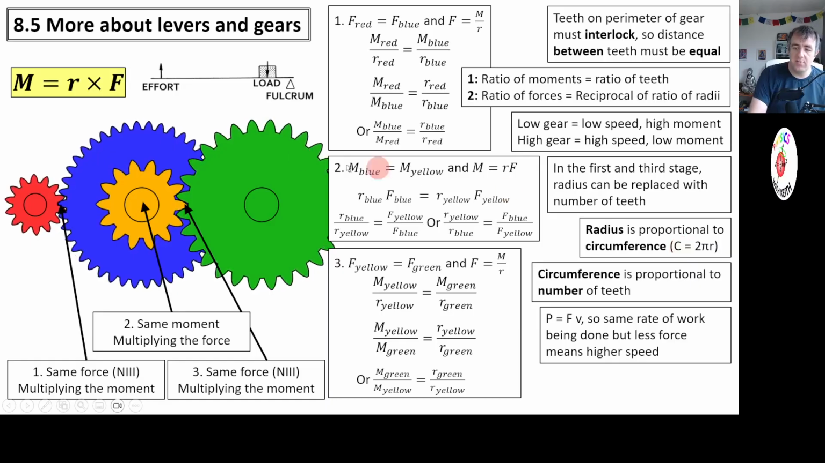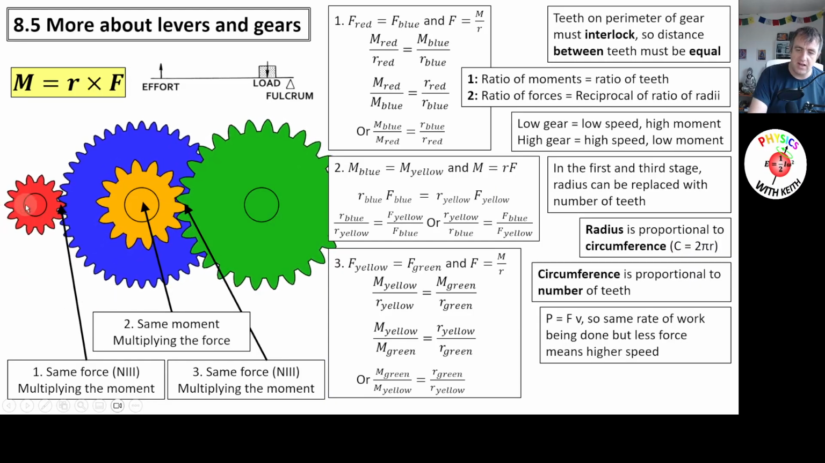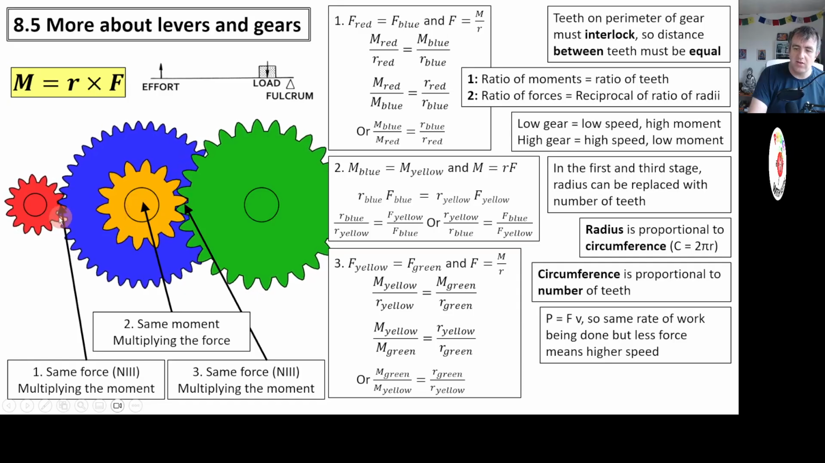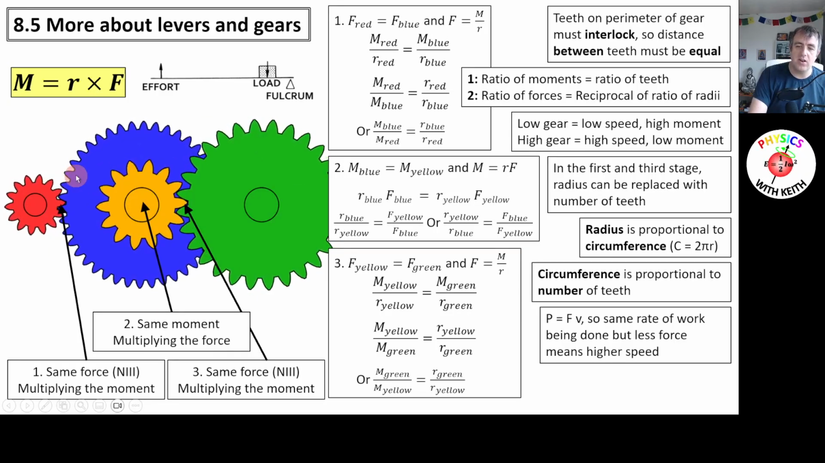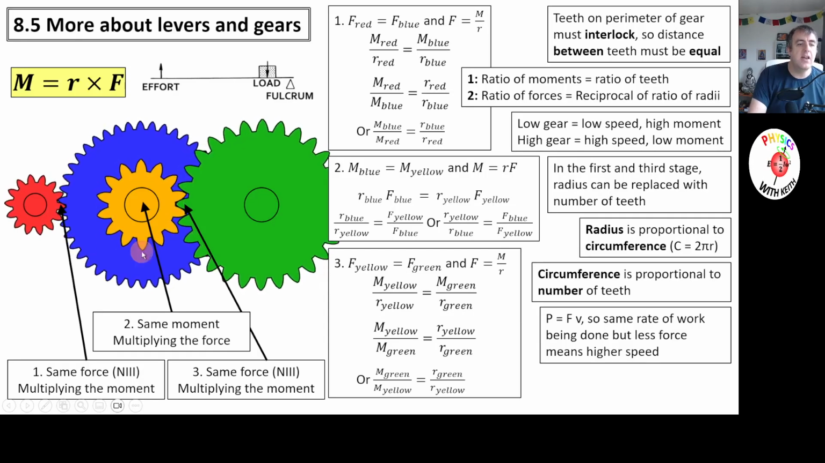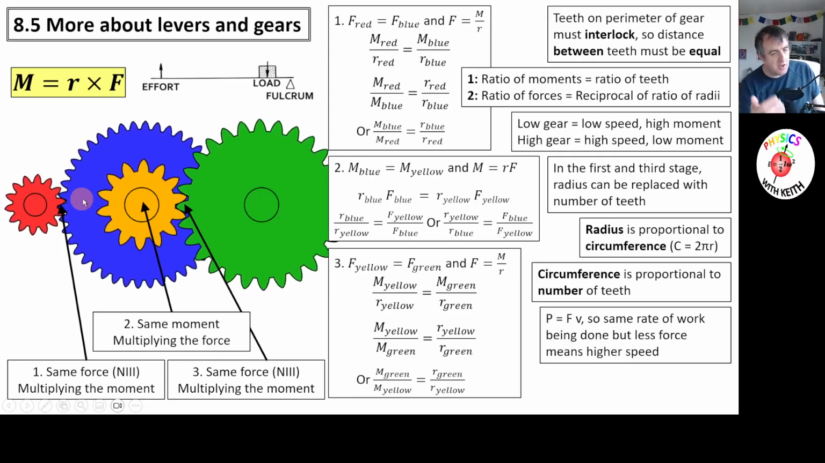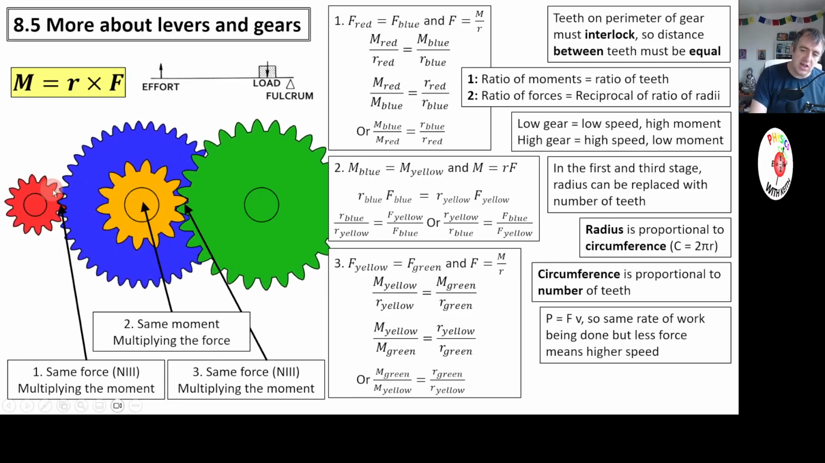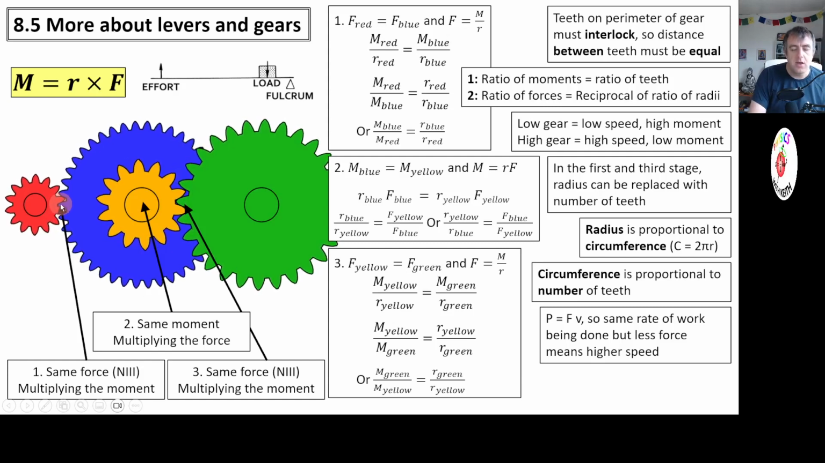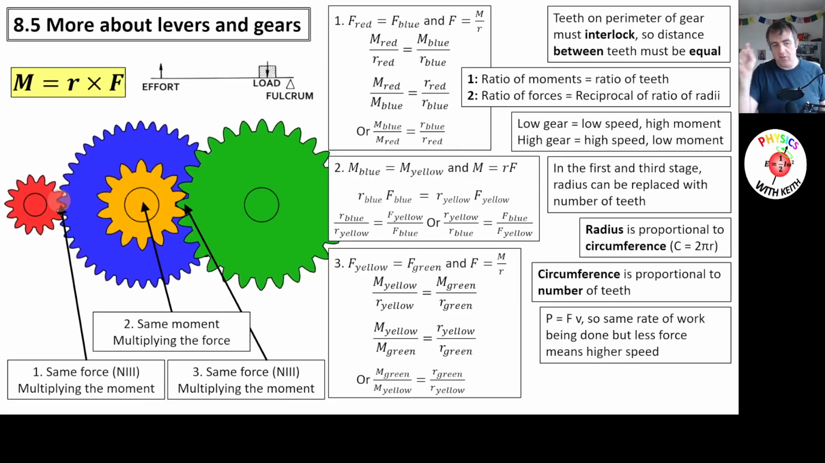So maybe I measure the circumference of the blue gear and the circumference of the red gear. And if the radius of the blue gear is twice the radius of the red gear, then the circumference of the blue gear is twice the circumference of the red gear. And so we could say that the ratio of moments is equal to the ratio of circumferences. But better than that, because the red teeth have to interlock with the blue teeth, we know that the teeth width are the same for the red gear as they are for the blue gear.